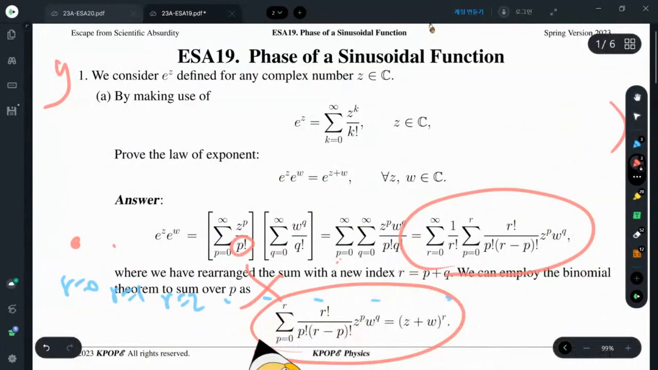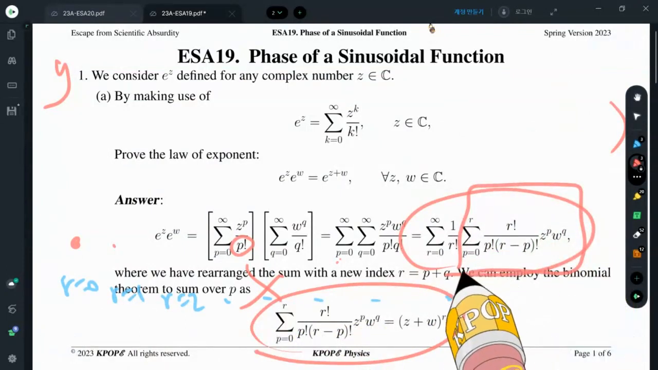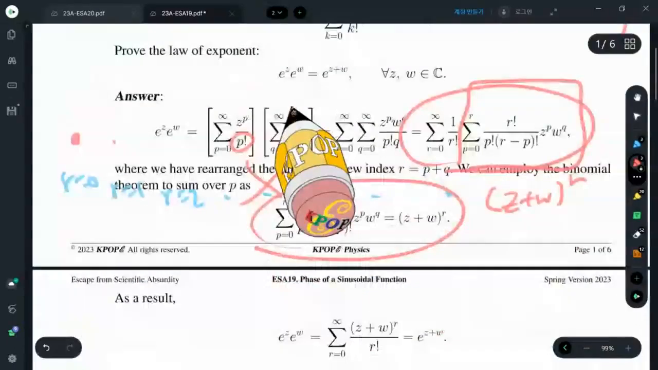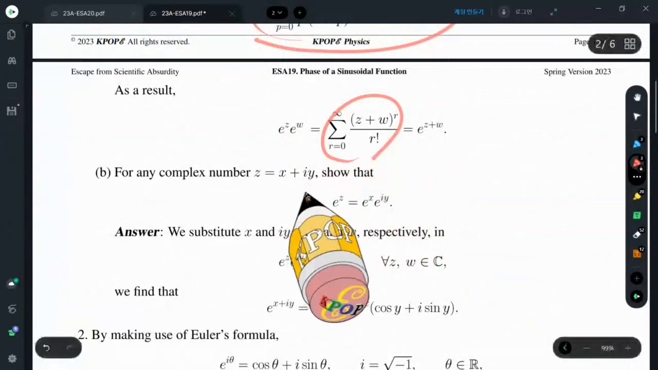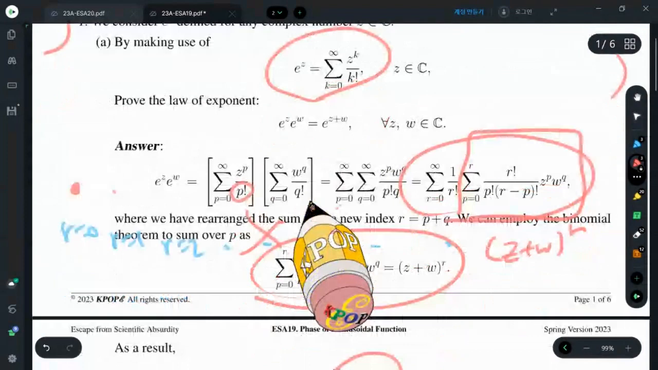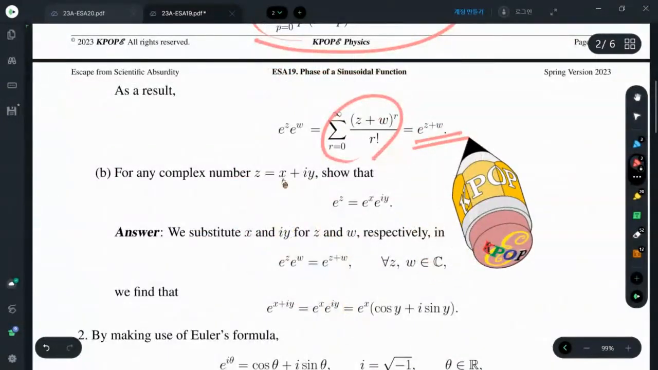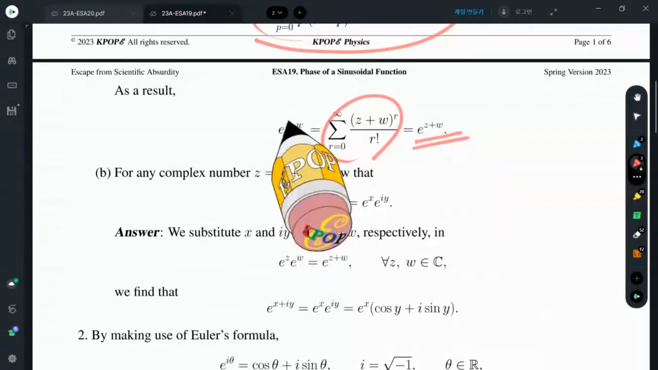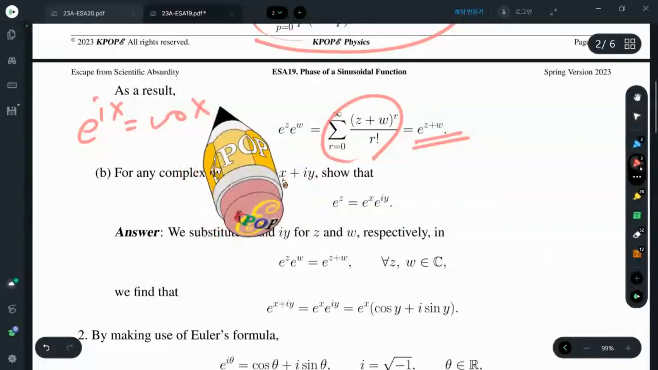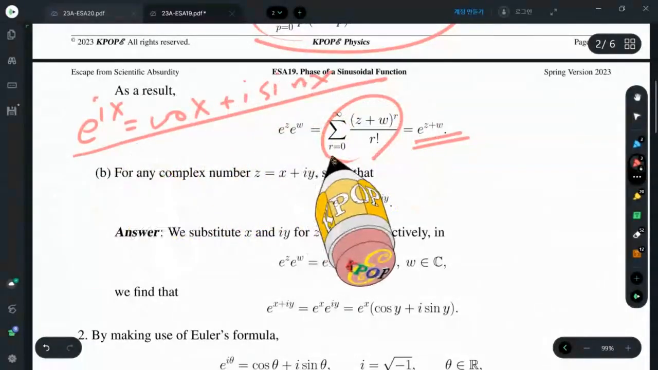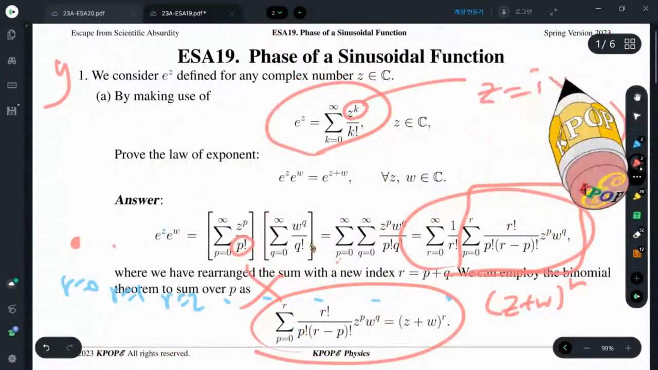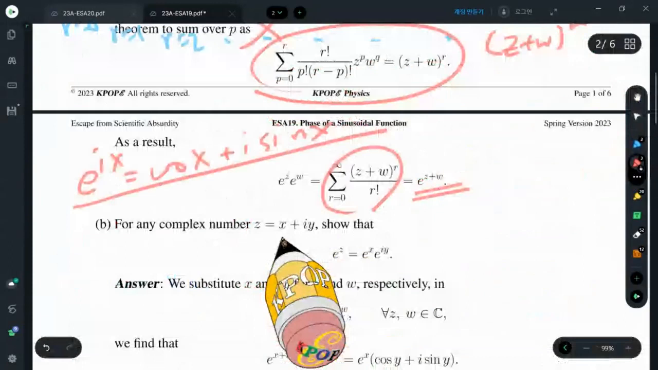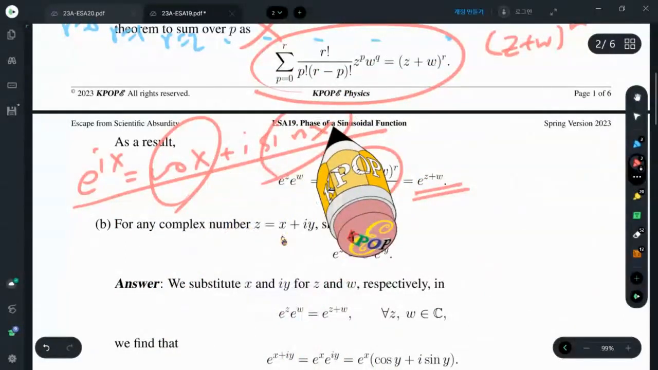But you are very, very familiar with the summation for this product. This is nothing but z plus w to the power r. So using that formula, we return to the original form of the exponential function's power series expansion. As a result, I can find this. Why is it so powerful? Because I know what this is, right? By substituting z equals ix, it can be separated into even terms and odd terms, and even terms will give the cosine, and odd terms will give the sine.